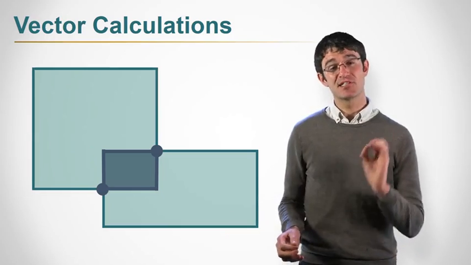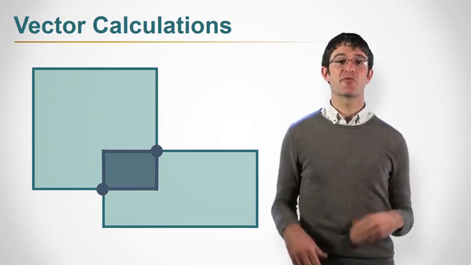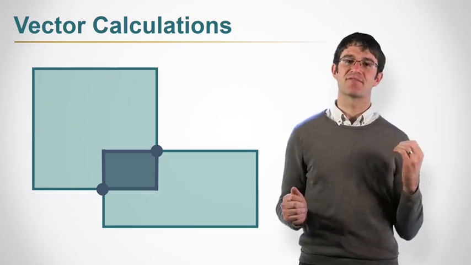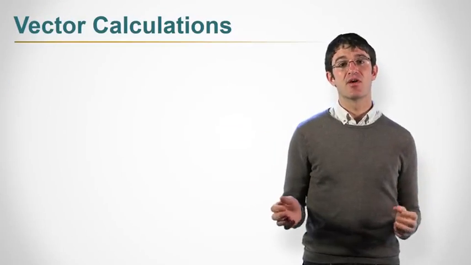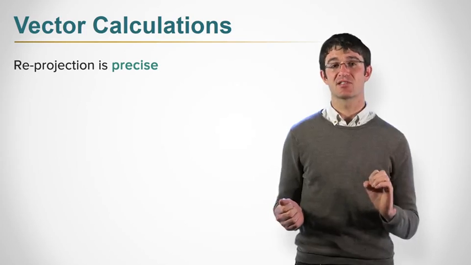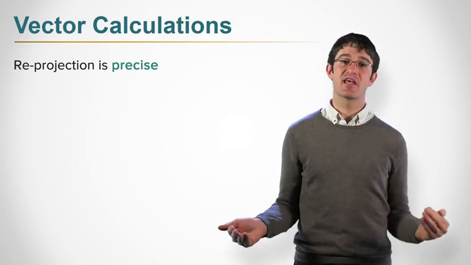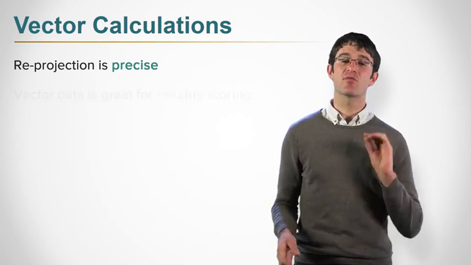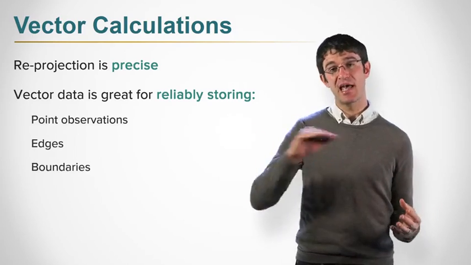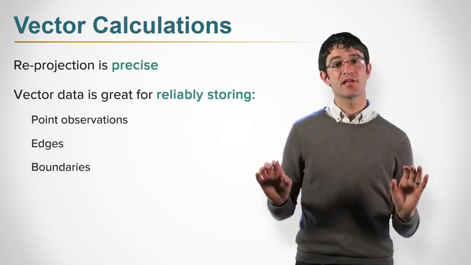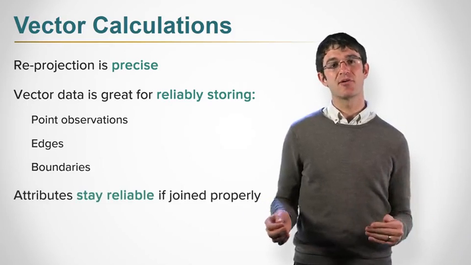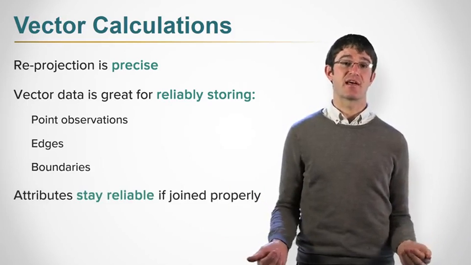But it can be done with precision, and vector often makes the most sense for data that we want to generalize, but where it's easy to generalize properties of large areas into the same feature. Similarly, reprojection of data from one coordinate system to another in the vector data model is comparatively precise. We'll go through why it's harder for rasters a bit later in the course, but this property makes vector data a reliable way to store features if you want to capture precise locations for point observations, edges, or boundaries. Similarly, since many modifications of the data don't affect the attributes, those attributes stay reliable so long as they are appropriately joined into the data.